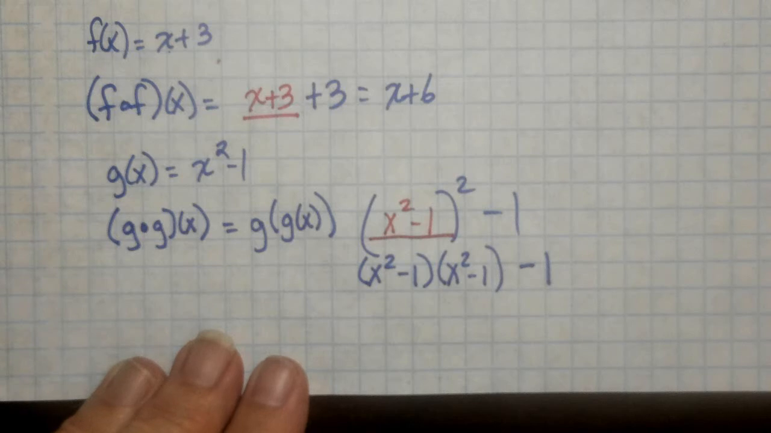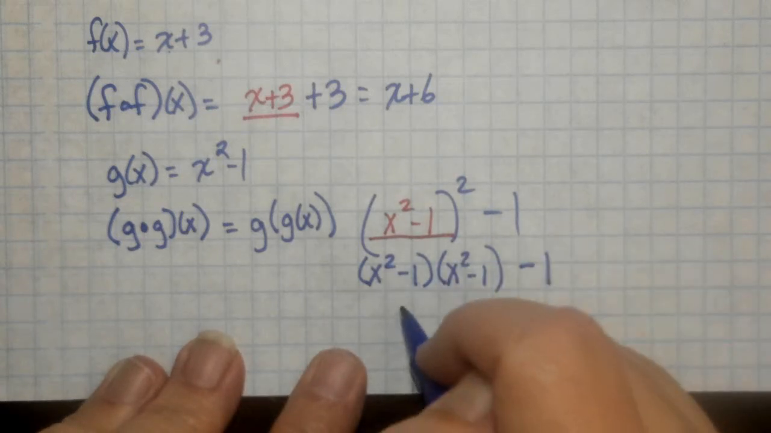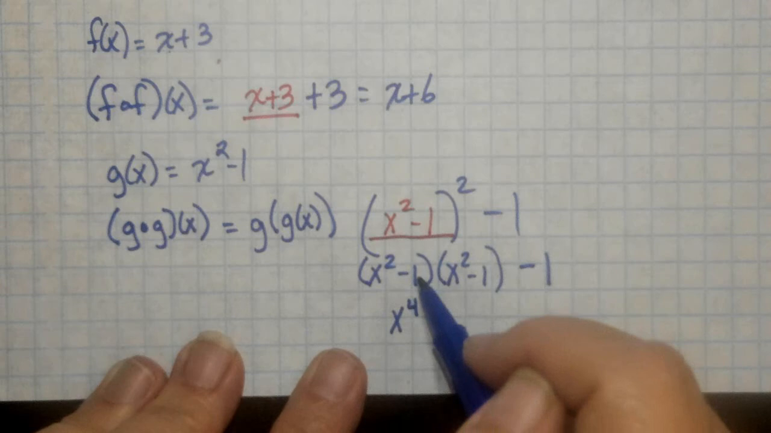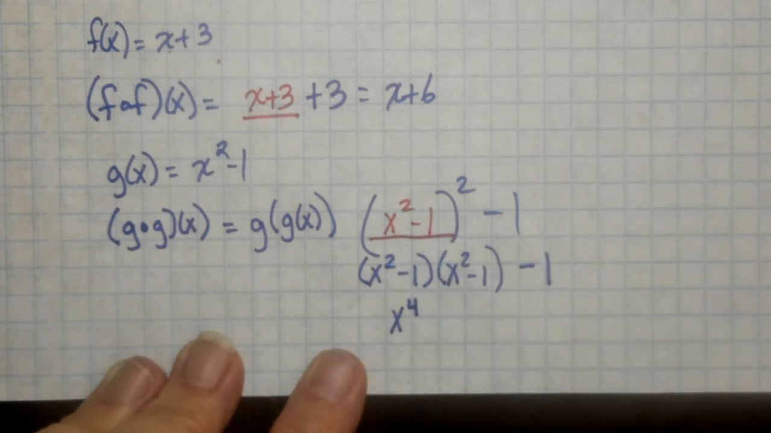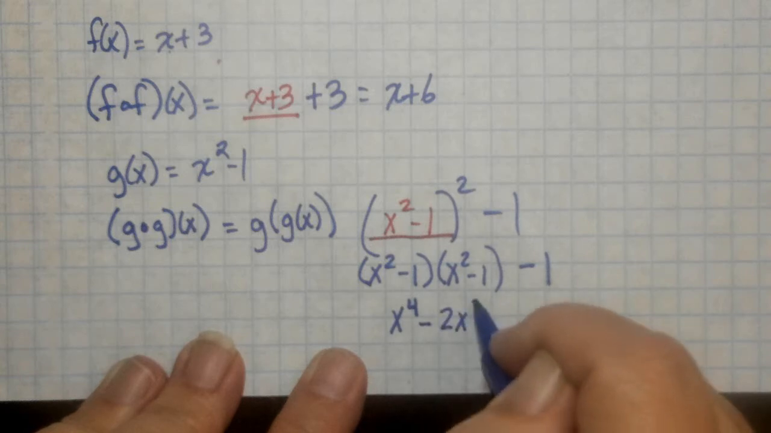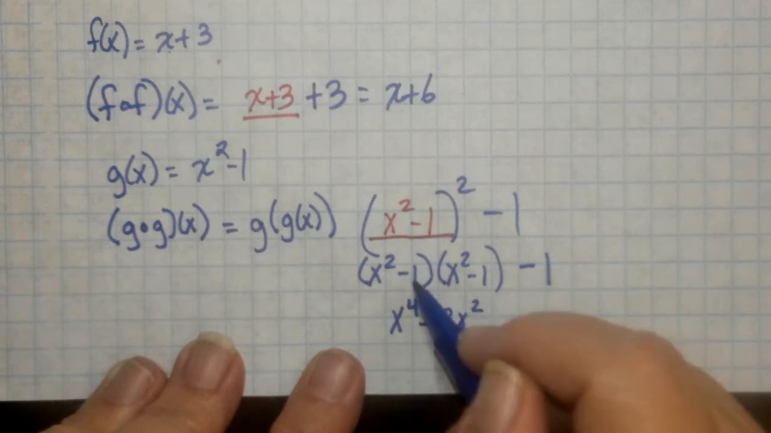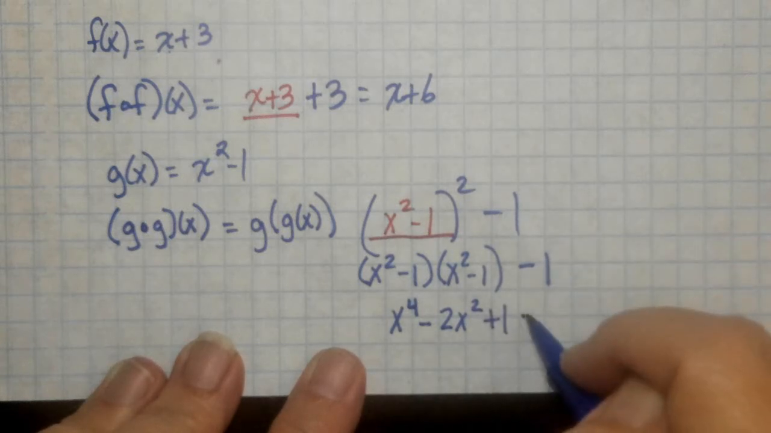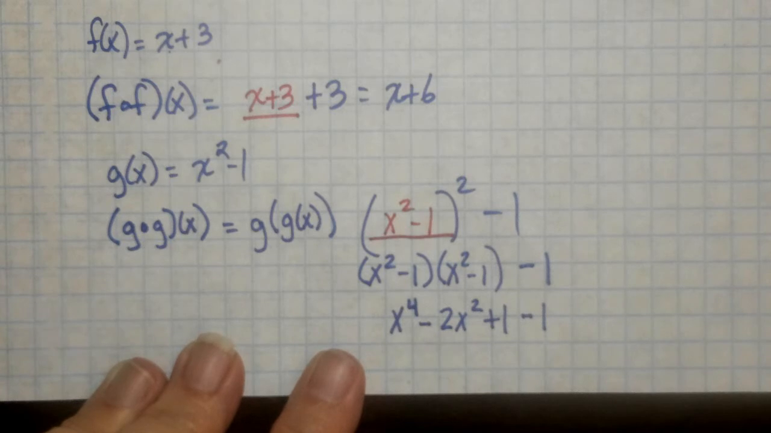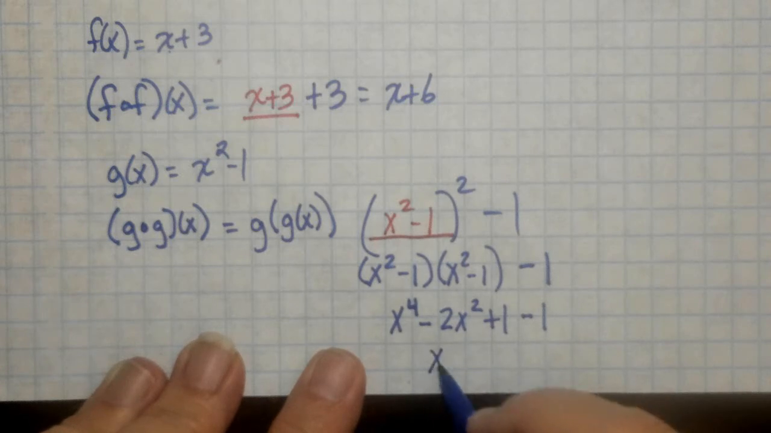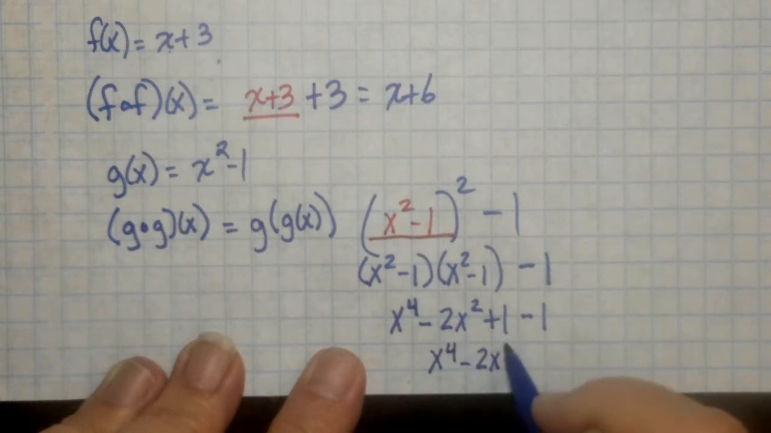And then I'm going to distribute x squared times x squared, x to the 4th. X squared times negative 1, negative x squared, hold that in my head. Negative 1 times x squared, that's another negative x squared. Put those two together, combining like terms to negative 2x squared. Negative 1 times negative 1 is positive 1. And then don't forget about that negative 1 over there. Then my plus 1 and my minus 1 add up to 0. Now x to the 4th minus 2x squared.